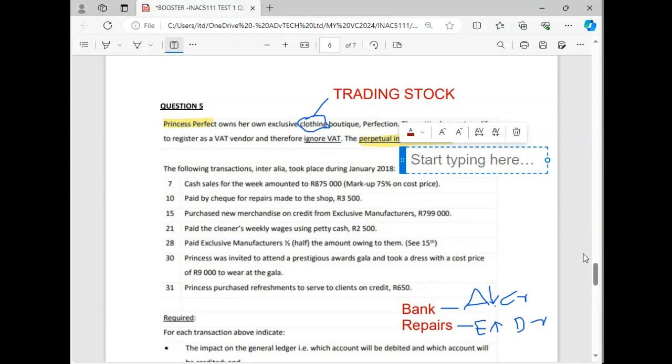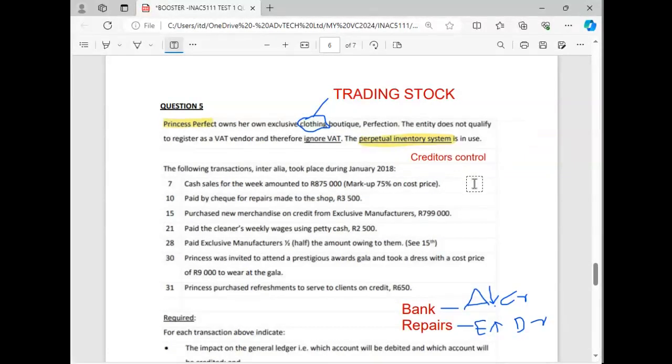Thank you so much. I appreciate that. It's creditors control. On the 15th, yes. And then what is the other one? Purchasing merchandise. That would be trading stock, isn't it? Trading stock. Thank you so much. Trading stock, ne?